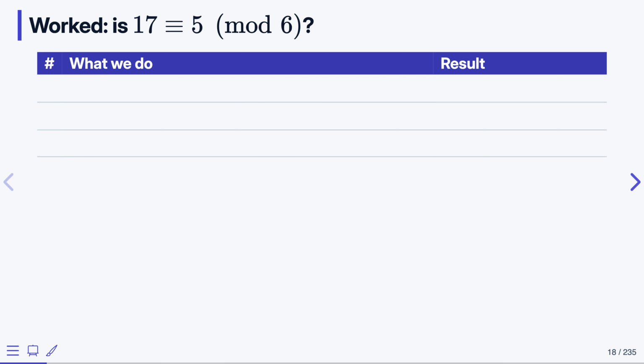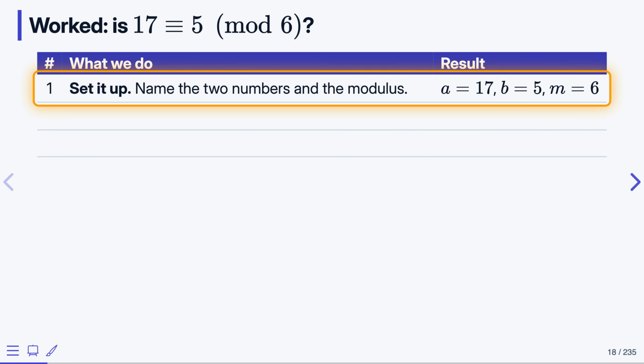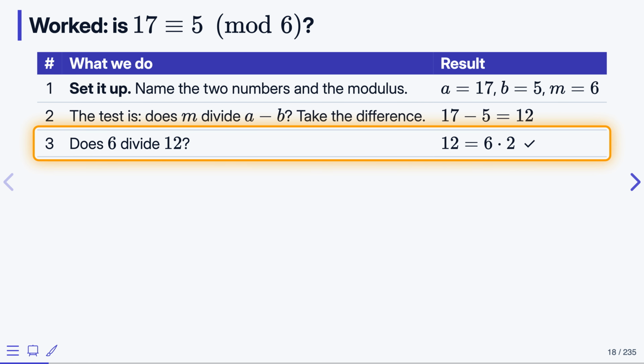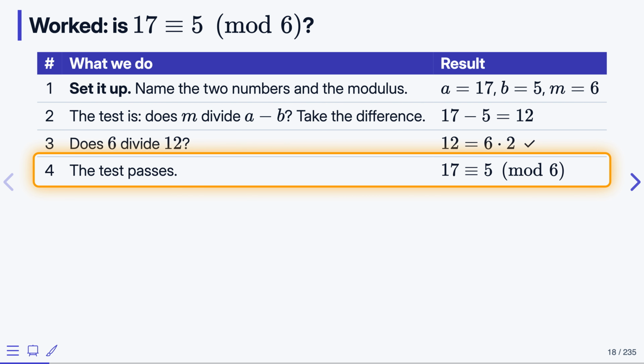Let's test a congruence, step by step. Step 1, set it up. a is 17, b is 5, the modulus m is 6. Step 2, the test asks whether m divides a minus b, so take the difference. 17 minus 5 is 12. Step 3, does 6 divide 12? Yes, because 12 is 6 times 2. Step 4, the test passes, so 17 is congruent to 5 mod 6.